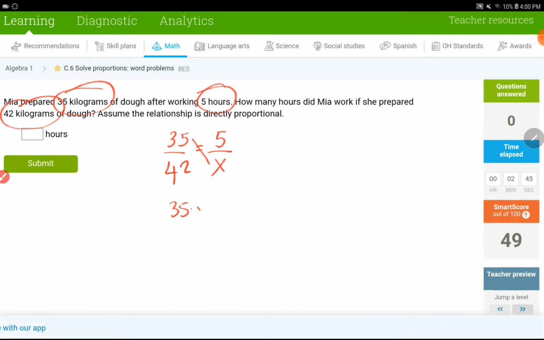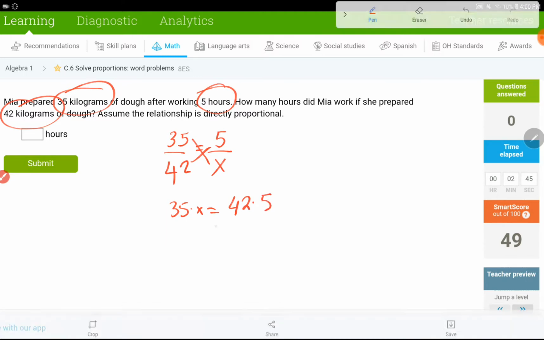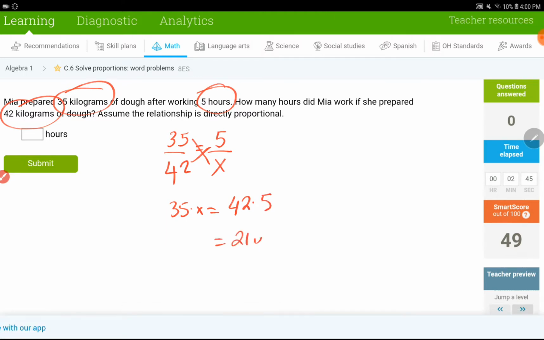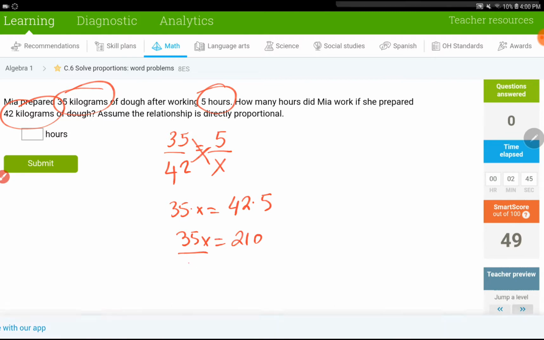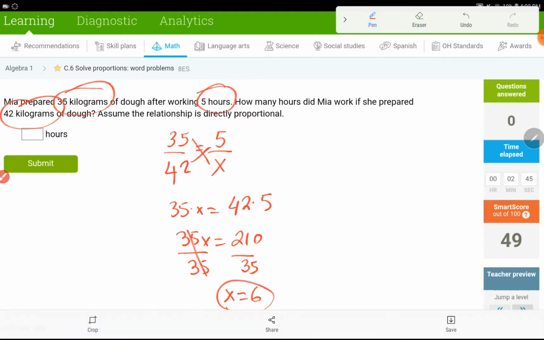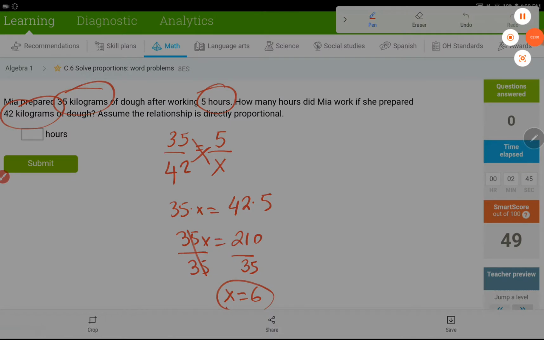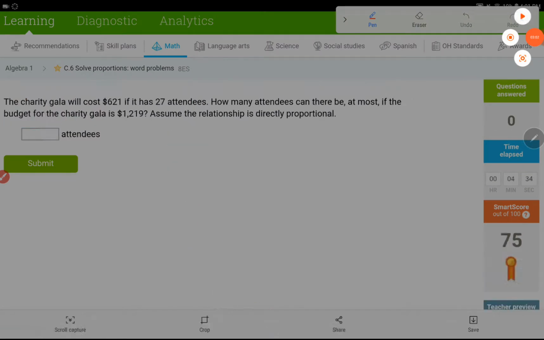35 times x equals 42 times 5. So 42 times 5 is 210. Left side stays the same. So if I divide each side by 35, I'll get x equals 6. Let's see the next question, and that will be the last one. That's going to be the last one probably.